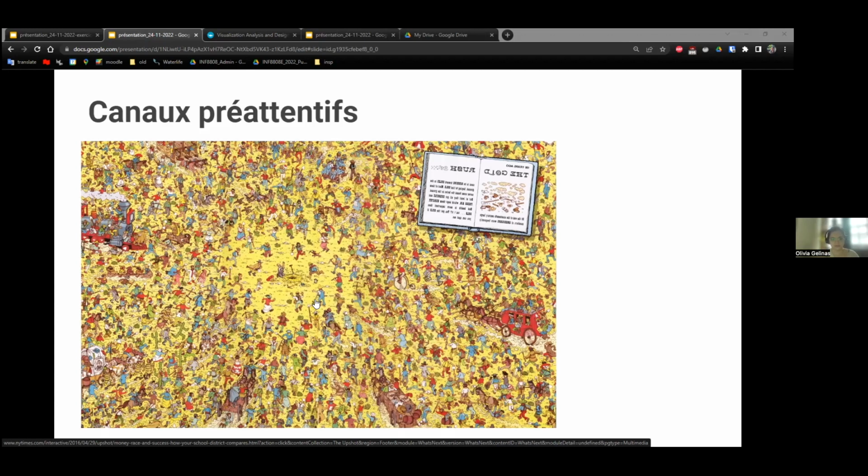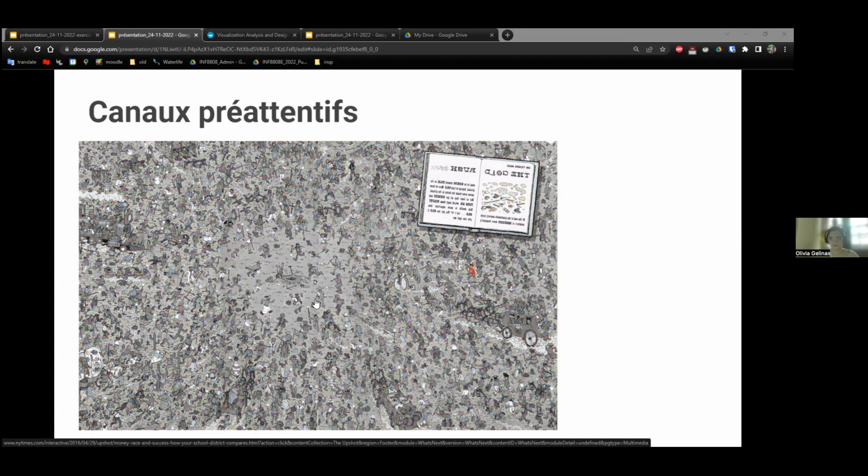So this is like, I ask you to find Charlie, or where's Waldo? So in order to show the different colors, I can show you this drawing, and it's just, without even looking really, you can find Waldo immediately. So the color is an example of a pre-attentive channel.